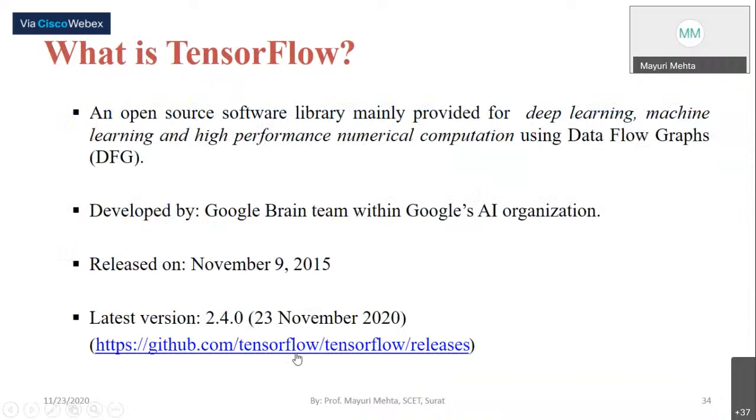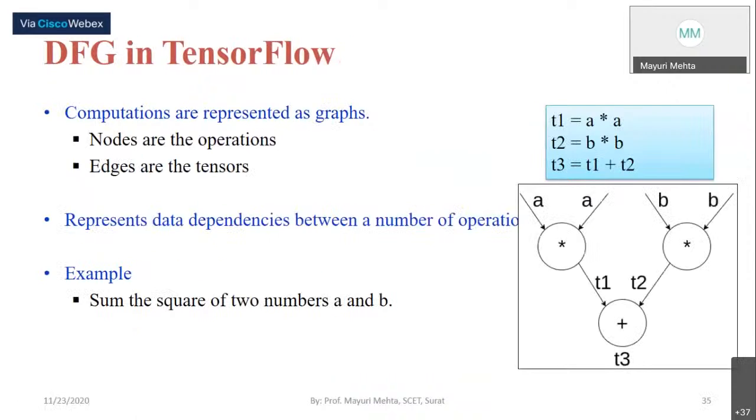As I told you, TensorFlow supports deep learning, machine learning, and high performance numerical computation using a data flow graph. This data flow graph is the heart of TensorFlow. It performs fine and is efficient because of this data flow graph. So let's see what a data flow graph is in TensorFlow. In a data flow graph, computations are represented as a graph. In these graphs, nodes represent operations, and edges represent tensors.